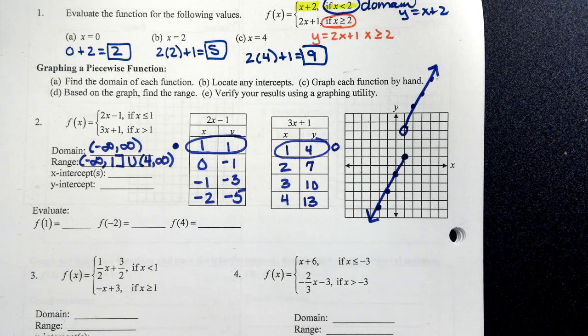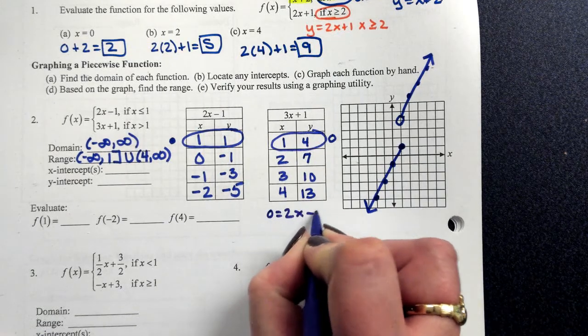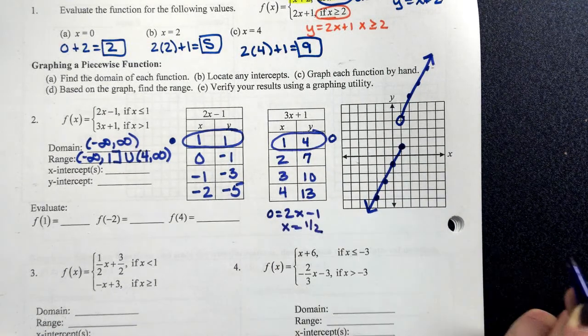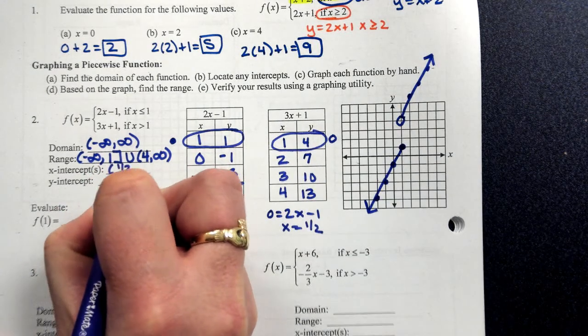X-intercept. How do you find x-intercepts? The x-intercepts are when y is equal to what? When y is equal to what? 0. So look at your graph. Which function would have the x-intercept? Is it the first function or the second function? The first one, this one. Notice this is the line that's crossing the x-axis. So to find your x-intercept, you're going to have to set the first equation equal to 0. So 0 is equal to 2x minus 1, so x is going to be equal to 1/2. So your x-intercept, remember, is a point: (1/2, 0).